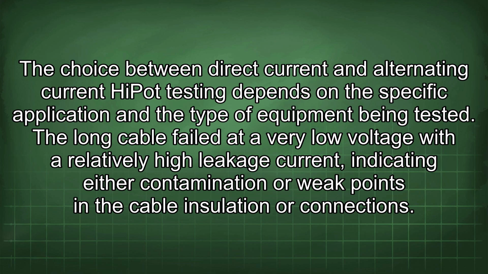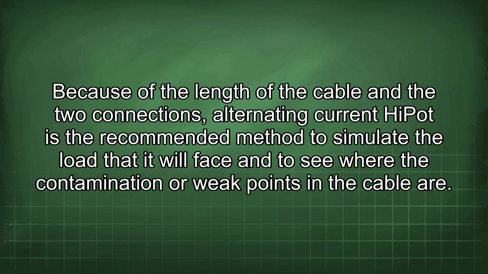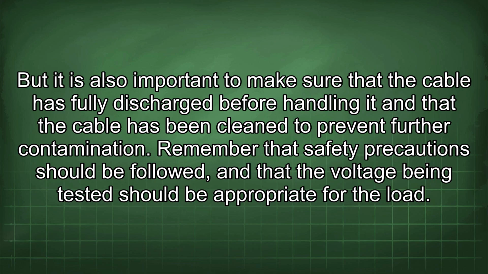The LON cable failed at a very low voltage with a relatively high leakage current, indicating either contamination or weak points in the cable insulation or connections. Because of the length of the cable and the two connections, alternating current HiPot is the recommended method to simulate the load that it will face and to see where the contamination or weak points in the cable are. But it is also important to make sure that the cable has fully discharged before handling it and that the cable has been cleaned to prevent further contamination.